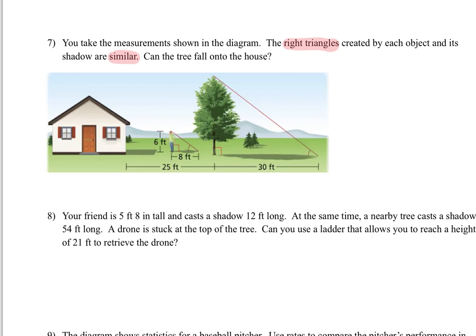What kind of angle does a right triangle have? 90 degree, okay? When they are similar, it's as if I had this triangle and I zoomed in and made it bigger. That's what similar means. All of the proportions with all of its sides are the same. They're equivalent fractions. And so anytime they're giving you right triangles that are similar, we can actually set up a proportion to solve anything that we're missing. So that's what we're going to do. That's why we're going to use a proportion on this. They want to know, can the tree fall onto the house?